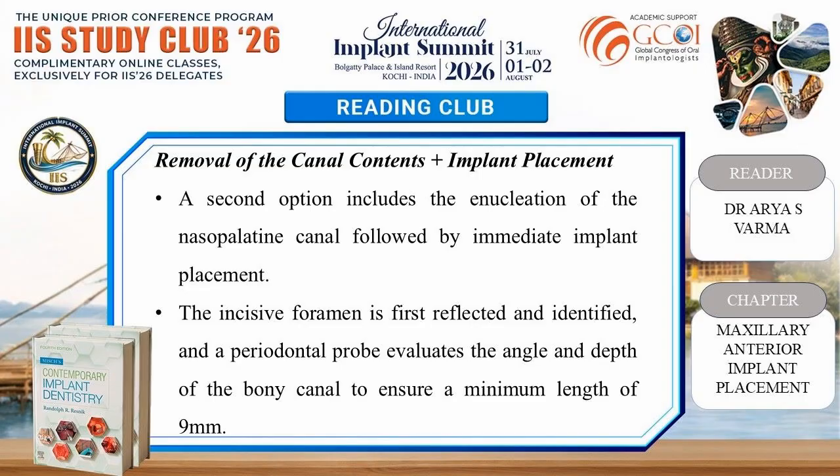Removal of the canal contents plus implant placement. A second option includes the enucleation of the nasopalatine canal followed by immediate implant placement. The incisive foramen is first reflected and identified, and a periodontal probe evaluates the angle and depth of the bony canal to ensure a minimum length of 9 mm.